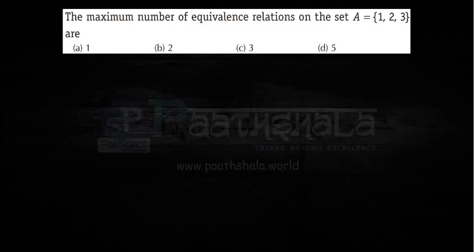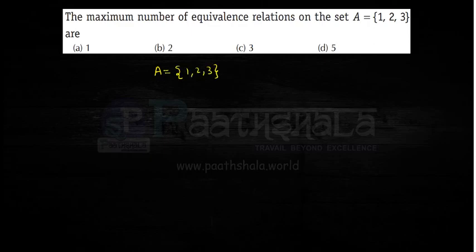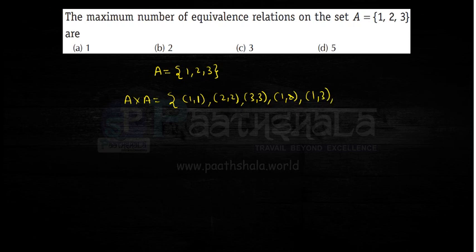The maximum number of equivalence relations on set A, where set A is {1, 2, 3}. The very first relation is the relation from A to A, that is A cross A, which is (1,1), (2,2), (3,3), (1,2), (1,3), (2,1), (2,3), (3,1), (3,2). So this is relation number 1, that is the relation from A to A.